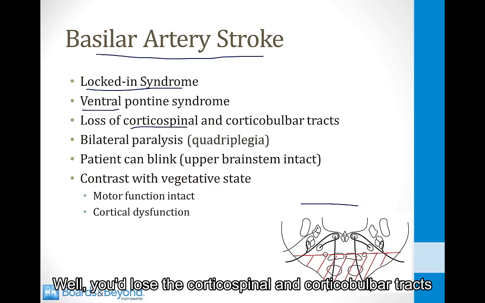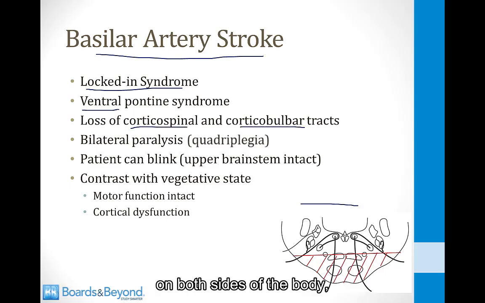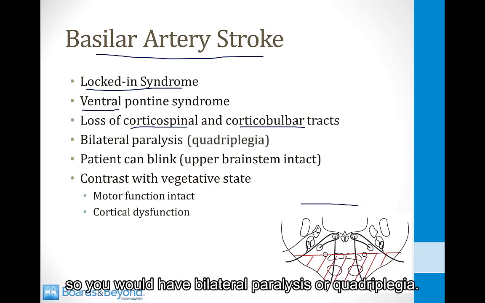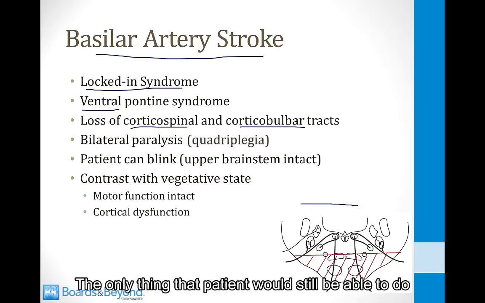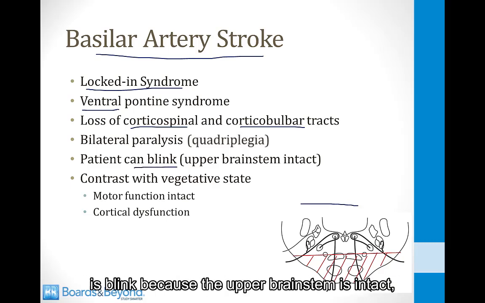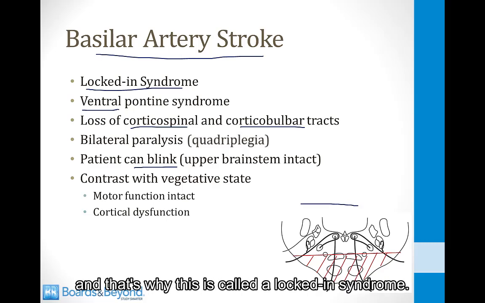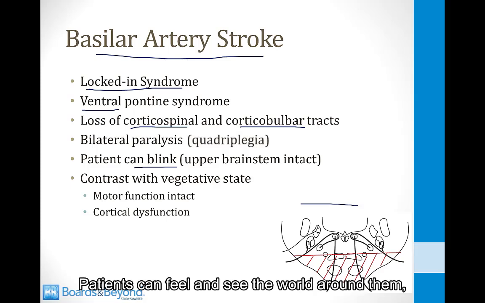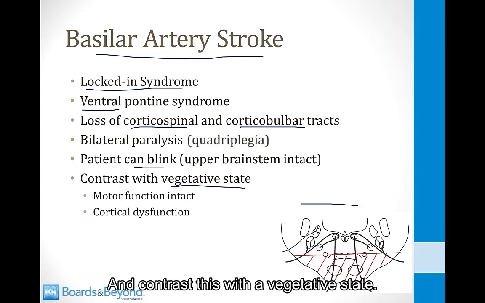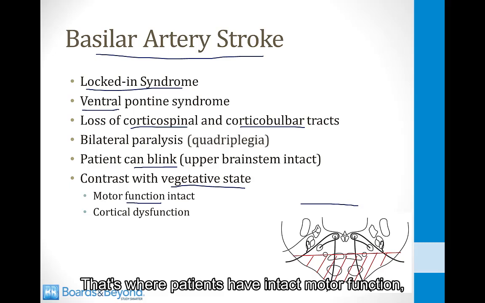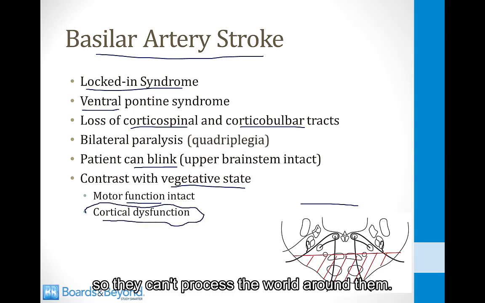Well, you'd lose the corticospinal and corticobulbar tracts on both sides of the body. So you would have bilateral paralysis or quadriplegia. This would include the arms, legs, and the face. The only thing the patient would still be able to do is blink because the upper brainstem is intact. That's why this is called a locked-in syndrome. Patients can feel and see the world around them, but they cannot respond to it. Contrast this with a vegetative state. That's where patients have intact motor function, but their cortex isn't working, so they can't process the world around them.